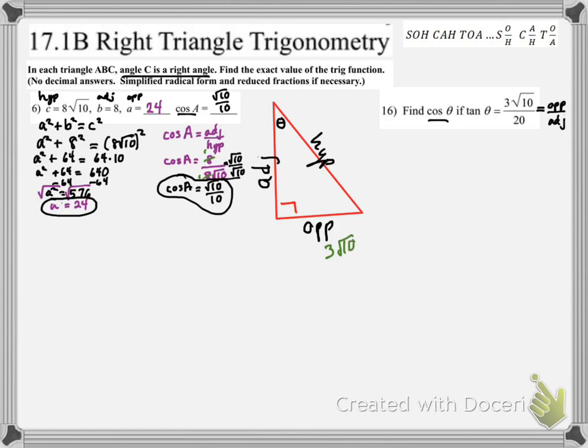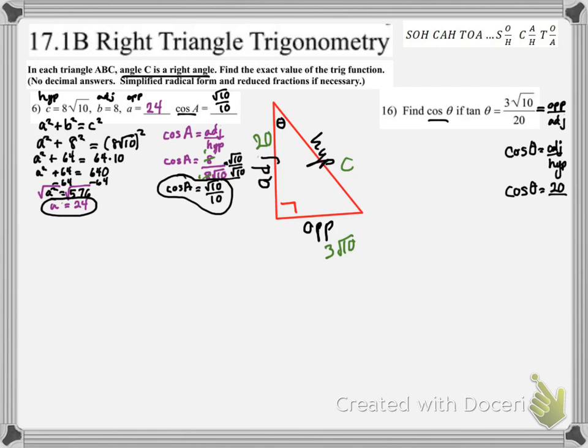And I know that my adjacent side is 20, but I need to find that hypotenuse. How do I know I need the hypotenuse? Because I'm trying to find the cosine of theta. And cosine is the adjacent side over the hypotenuse. In this case, I already know the adjacent side is 20. I need to figure out that hypotenuse.